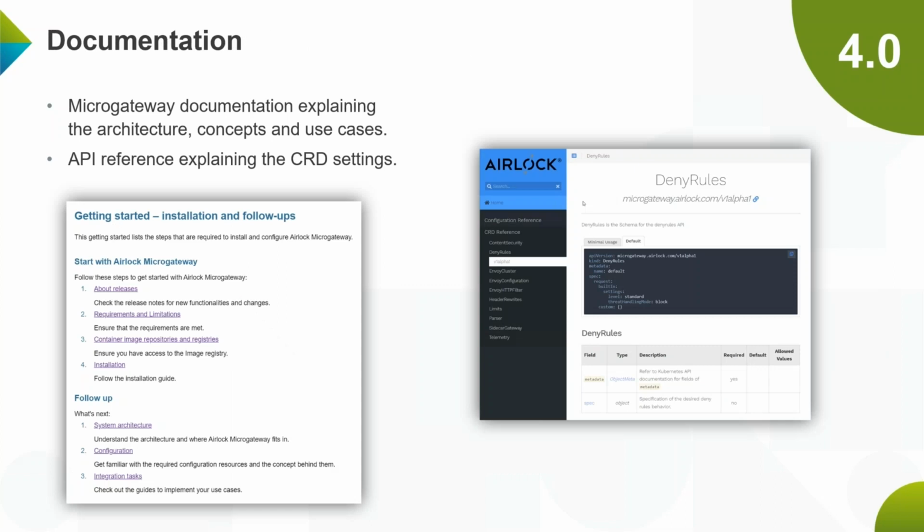We also updated our manual. On the left-hand side, we have a picture of our documentation, which gives insights about the architecture, the concept, and the use cases. And on the right-hand side, the API reference, which describes the CRDs we provide, what the default values are, and what must be configured at least, or will be configured if you do not set a certain setting. It is very helpful to get started from the beginning.